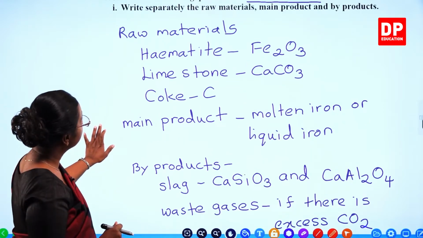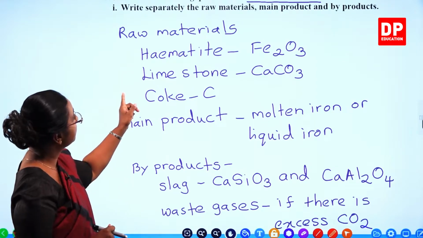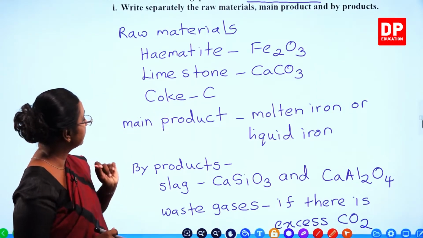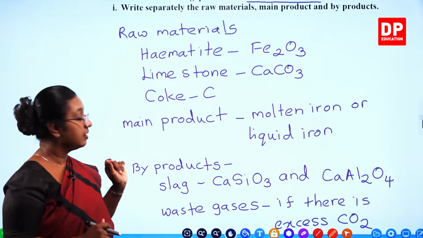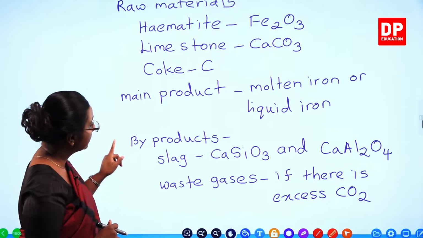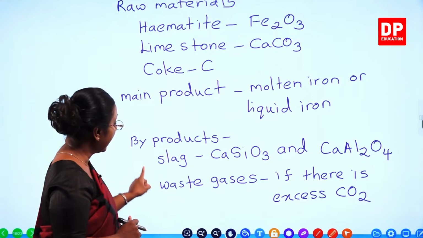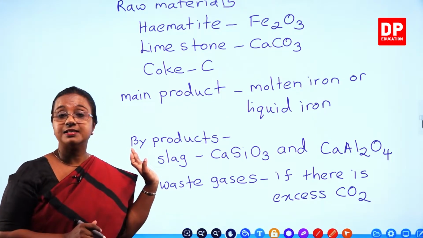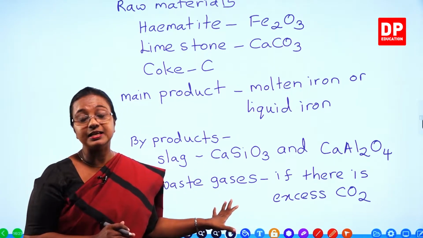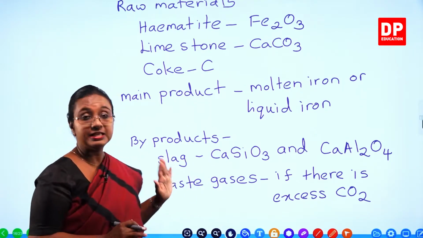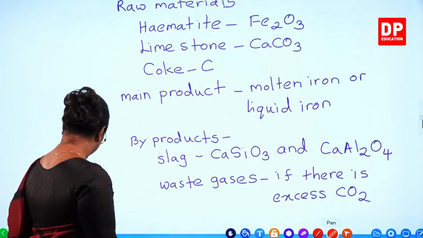They wanted us to write the raw materials, main product and byproducts. Raw materials: hematite, Fe2O3, limestone, calcium carbonate, and coke, carbon. Main product is molten iron or liquid iron. And the byproducts are slag, that is calcium silicate and calcium aluminate together, and waste gases. If there is excess carbon dioxide, there can be other gases, but we did not discuss that in the procedure. So if you write these, it is more than enough. Then I will move on to the next part of the question.